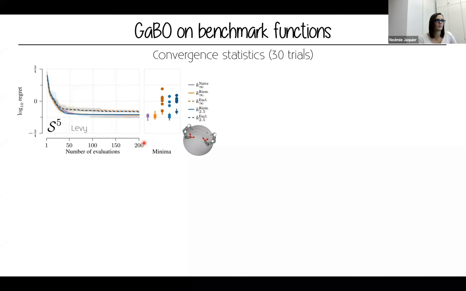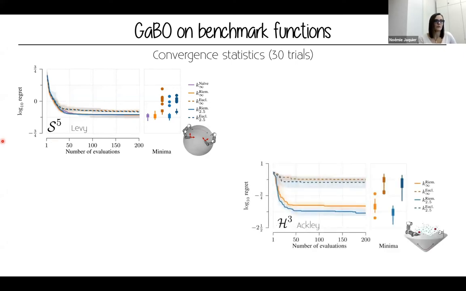So here the remaining kernels are the orange one here and the blue one here. So the blue one is the Matern and this one is the SE, and the purple one is the naive generalization. So here you see that actually almost all of them are performing similarly. So the naive generalization is slightly slower at this location, but finally they converge well. And they actually converge better than the two Euclidean ones, which are here with the dashed lines.